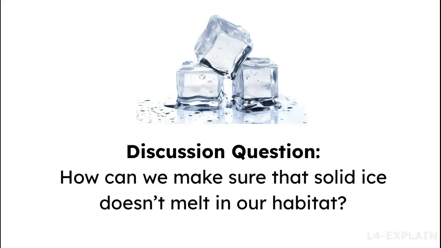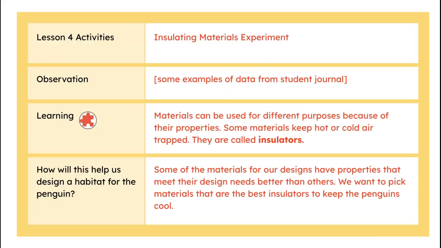For the Explain portion, you'll bring the class together and lead a discussion about students' observations from the Insulating Materials Experiment. You'll use the provided questions to guide your discussion around the question, how can we make sure that solid ice doesn't melt in our habitat? The goal of this class discussion is to use data from the thermometers to compare how well each of the materials insulates. You'll use the discussion to create the Lesson 4 summary chart.